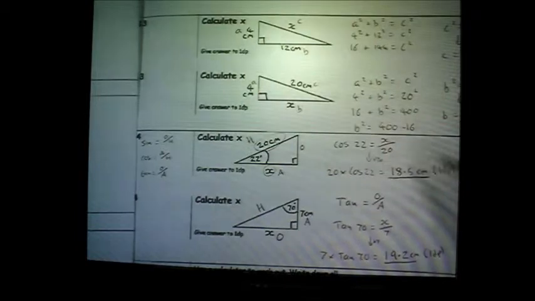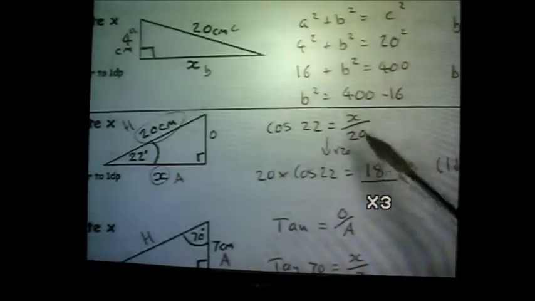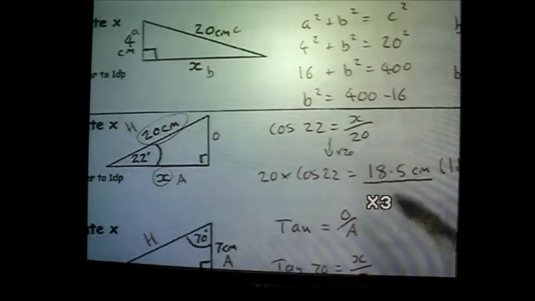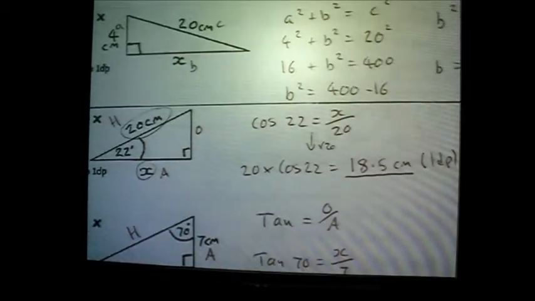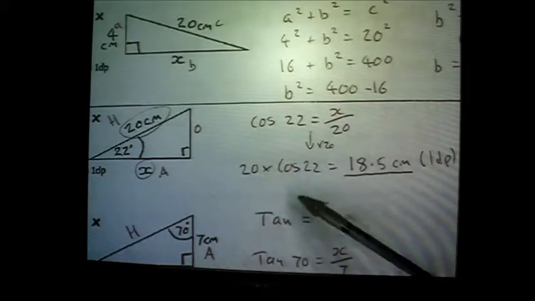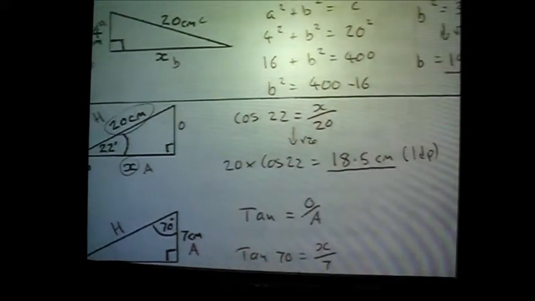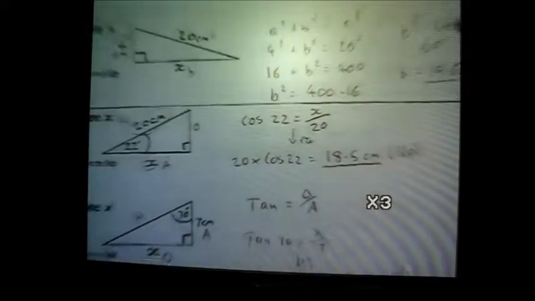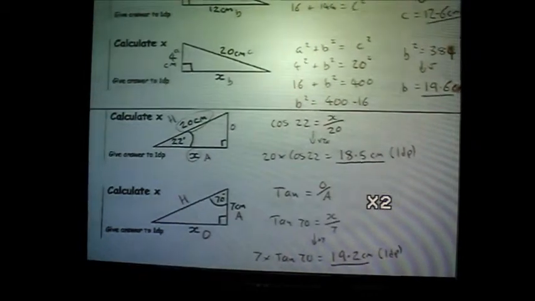We want to basically get x on its own. So x is being divided by 20, so I've multiplied both sides by 20 to undo it. Like solving an equation, you've got to do the same thing to both sides. So 20 times cos 22 equals 18.5 centimetres, and I've rounded that to 1 decimal place.